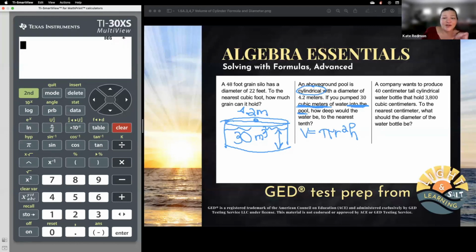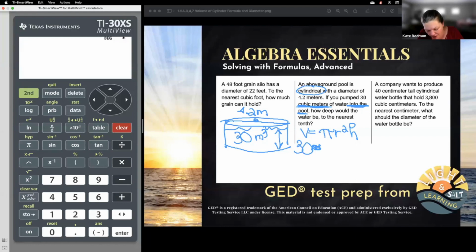And we know V, we know the volume, that's the filling of our cylinder. The pool, the cylinder here, is filled with 30 cubic meters of water. 30 is the V. And yes, I should probably use this little wavy equal sign, which means I'm about to bust out an estimate. Should have used it in the last one too. It's okay, it's not that big of a deal.